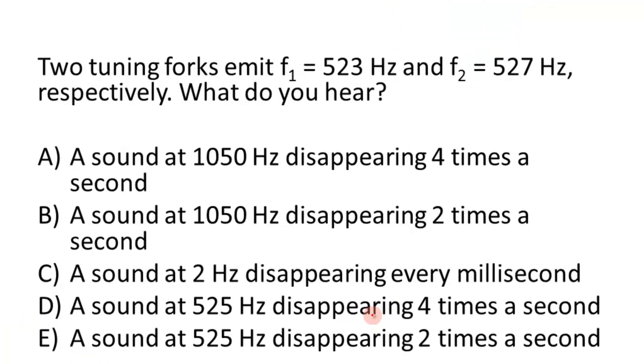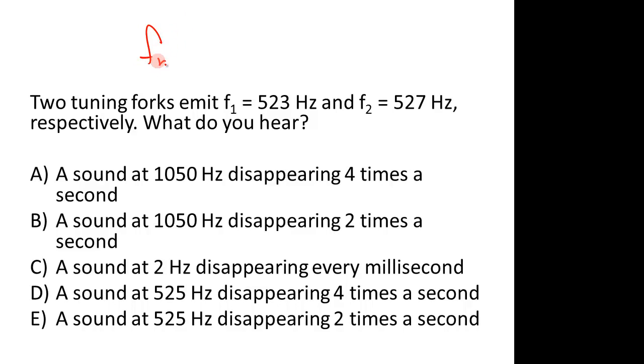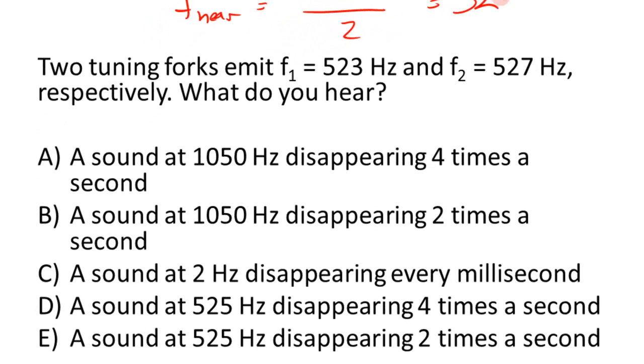Here we have a beats question. Basically, we have two tuning forks. They emit frequencies of 523 and 527 hertz, and the question is, what do you hear? Well, you hear two things. First of all, the sound you actually hear is the average of these two. So the frequency that you hear is equal to the average, (523 + 527) divided by 2, which is going to equal 525 hertz. That's the tone that you hear.